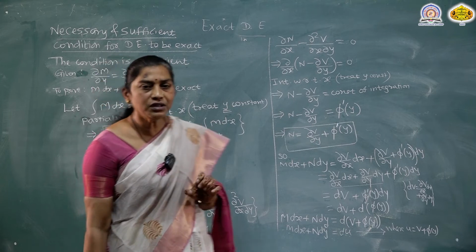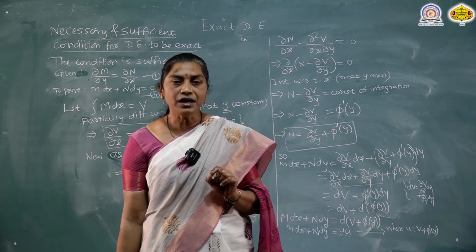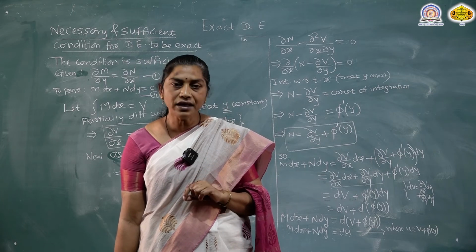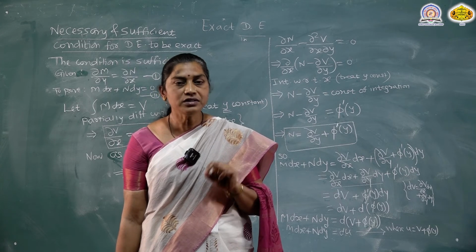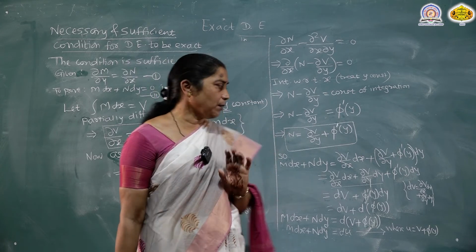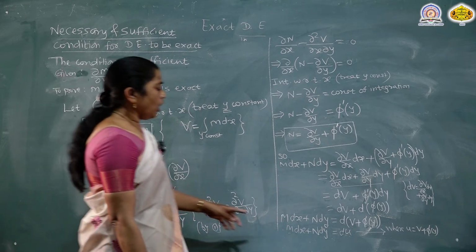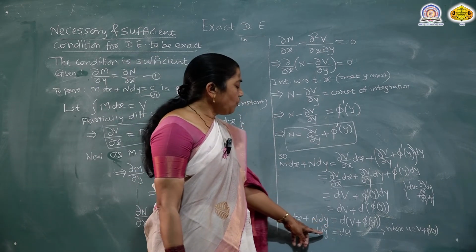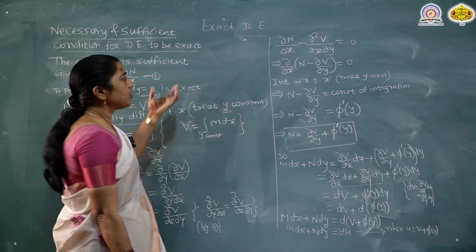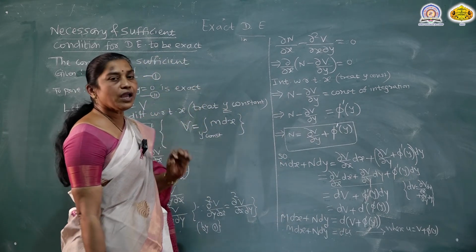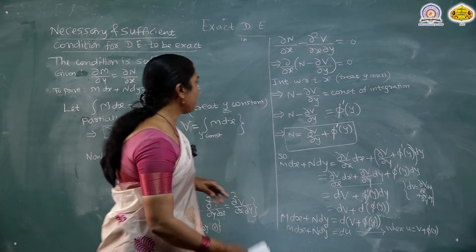So what we have seen here is that a differential equation m dx plus n dy equal to 0 is exact if and only if ∂m/∂y is equal to ∂n/∂x. That is the necessary and sufficient condition. Now we want to find the working rule that is used to solve any exact differential equation. So we will consider the same equation.